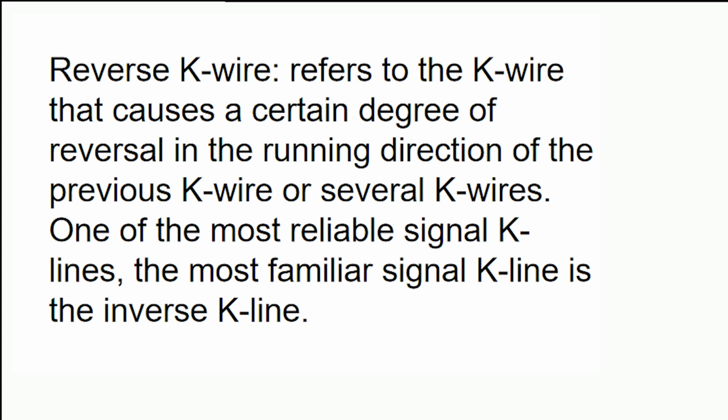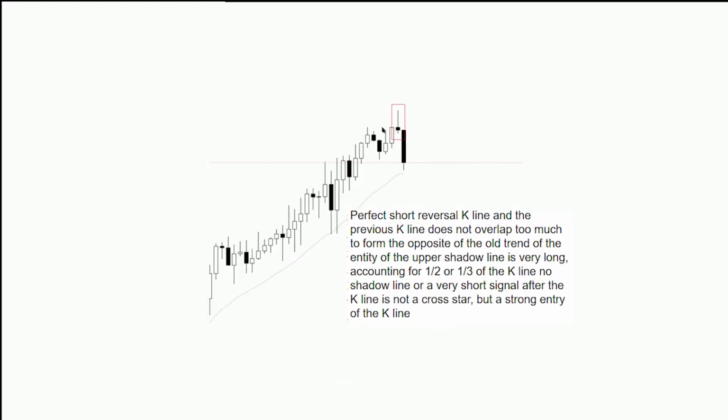As a short reversal K-line, it should preferably have a negative entity, as indicated in the figure, and it should have a long upper shadow, 1/3 or 1/2 the length of the K-line, and it should not overlap too much with the previous K-line. Then its lower shadow should be very short. It is better to close at the low, that is, close at the bottom with no lower shadow, which is the best. And then the latter K-line is better to be a strong entry K-line, rather than the reverse K-line being followed by an inside cross star, which is very weak.